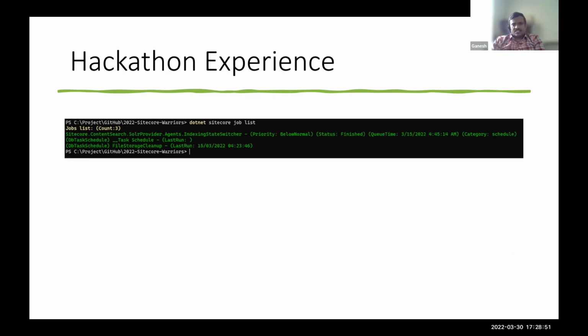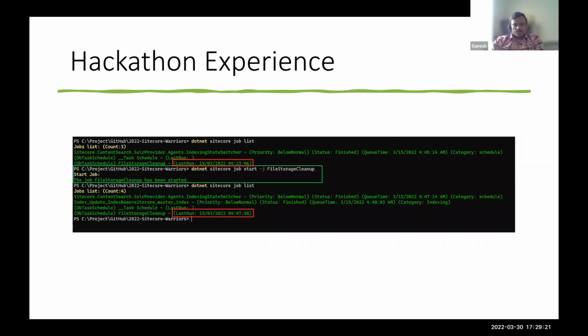This is a sample of the list command. If you run dotnet sitecore job list, you will see currently that 3 jobs are completed, with the status as finished, and when it was last run. Like I said, we can start a DB task with the help of the start command. Just copy the name which is part of the DB task schedule. For example, you can copy the file storage cleanup, which can be run as part of the start job. So this is the command: dotnet sitecore job start with the file storage cleanup.